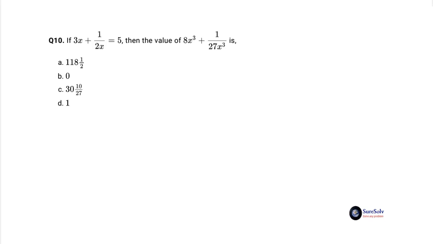Question 10 is, if 3x plus 1 by 2x equal to 5, then the value of 8x cubed plus 1 by 27x cubed is option A 118 half, option B 0, option C 30, 10 by 27 and option D 1. The direct expression is a sum of cube of terms 2x and inverse of 3x. When the given expression is sum of terms 3x and the inverse of 2x. Just the opposite. So we must first interchange the coefficients of the two terms of the given expression. That is easy. Multiply both sides by 2 by 3 and get 2x plus 1 by 3x equal to 10 by 3.